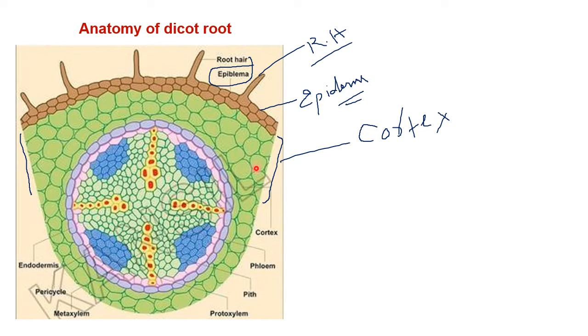Within this cortex you have parenchymatous cells, and these parenchymatous cells have large intercellular spaces. You can see here that there are a number of intercellular spaces between the parenchymatous cells. It is the general character of the parenchymatous tissue that the cells have a thin wall and there are intercellular spaces. So it is the same here. So the cortex of the dicot root is entirely composed of parenchymatous cells.